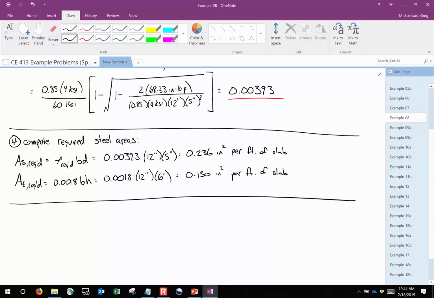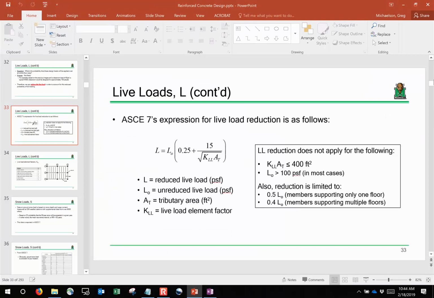All right. Okay, now step 5, we need to select our reinforcement. But before we start looking at this, I want to show you something. All right, let me go back here. What slide were we on? We were way ahead.